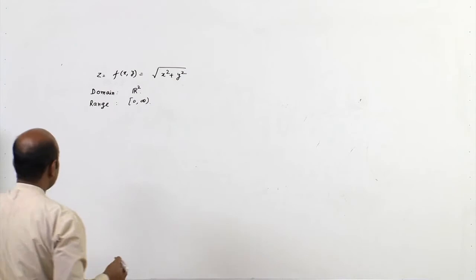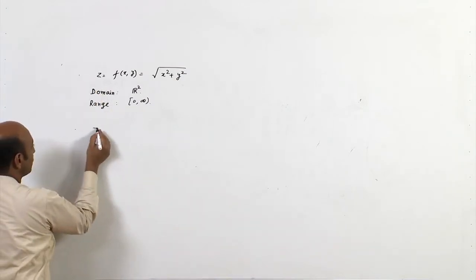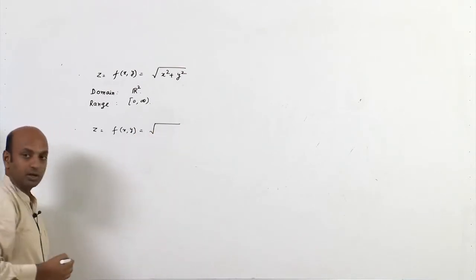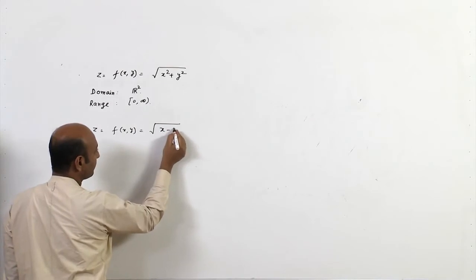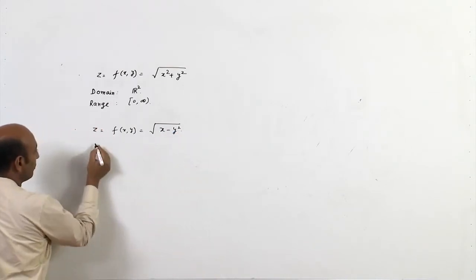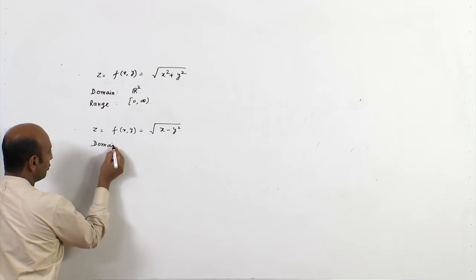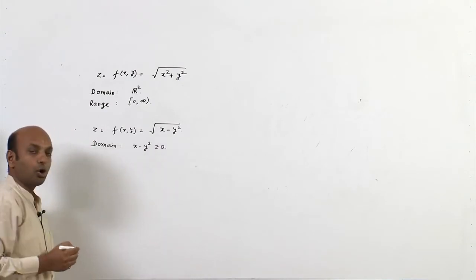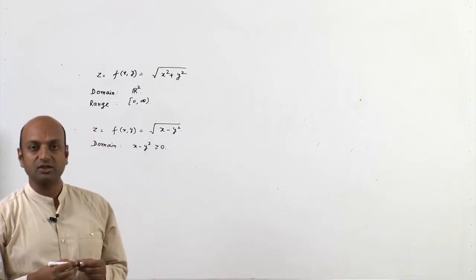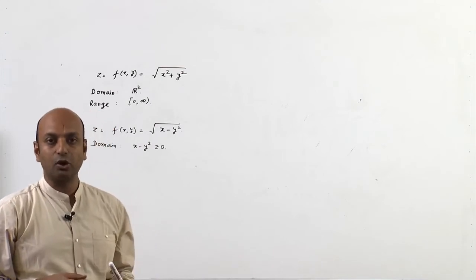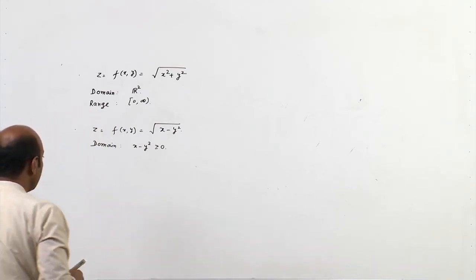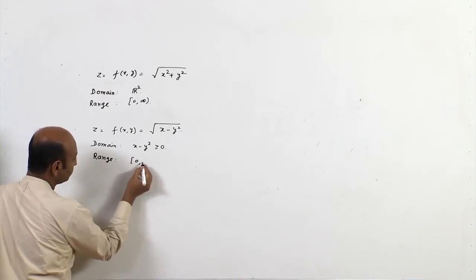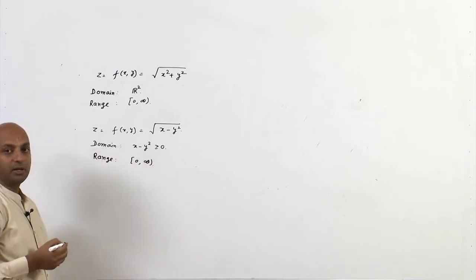Similarly, the second example, suppose z equals f(x, y) equals the square root of (x minus y) squared. So, what is the domain of this function? All those (x, y) in R2 such that (x minus y) squared is non-negative will consist of the domain of this function f, and the range will be, of course, 0 to infinity. It will never be negative.